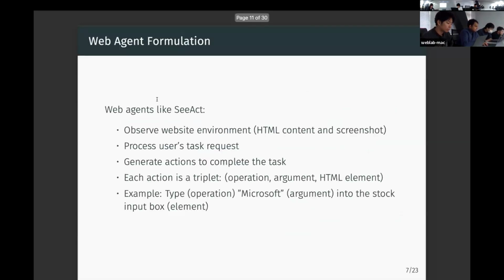Technical approach. Web agents like CAC, which have been discussed in the previous two presentations as well, observe the website environment, mainly HTML content and screenshots, and process the user's task requests. They generate actions to complete the task. Each action is a triplet: operation, argument, and HTML element. An example would be the type operation, with Microsoft as the argument, into the stock input box, which is the element.